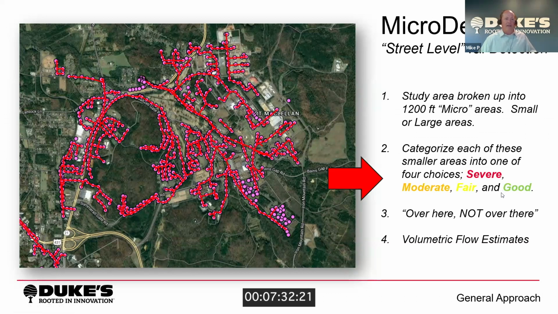The it is I&I. And then we do provide number four here, the volumetric flow estimates. It's to say, hey, most of it's over here. This severe area is very heavy, and this one over here is not.